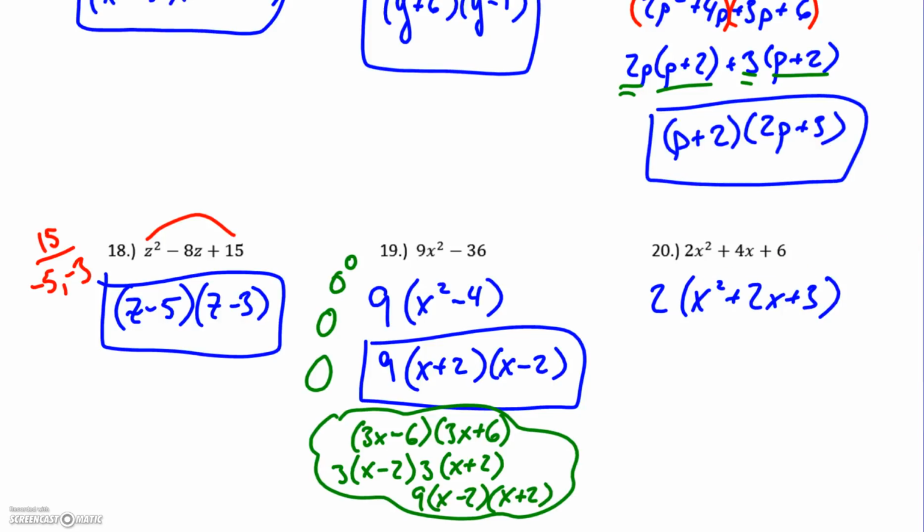So what happens here is this one can't be factored any further. So in this one, the only thing I can do is factor out the greatest common factor. And that's why it's important to look for that greatest common factor first. That's the only thing we can factor here. All right, so that's it on that one.